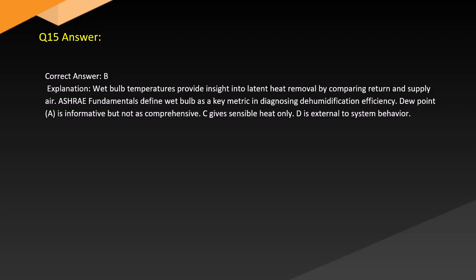Answer. Correct answer: B. Explanation. Wet bulb temperatures provide insight into latent heat removal by comparing return and supply air. ASHRAE fundamentals define wet bulb as a key metric in diagnosing dehumidification efficiency. Dew point, A, is informative but not as comprehensive. C gives sensible heat only. D is external to system behavior.